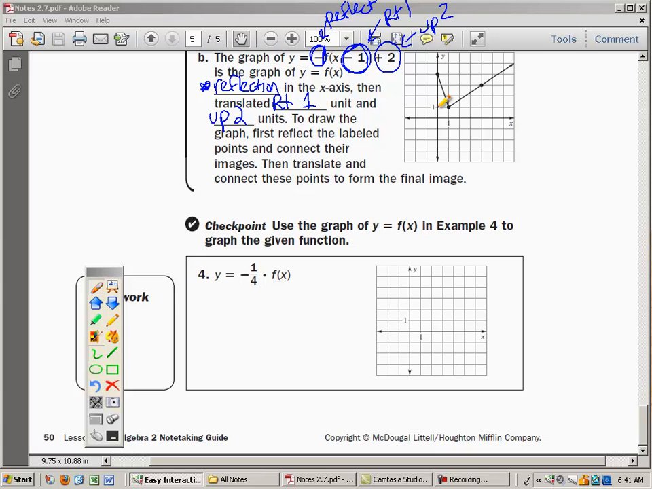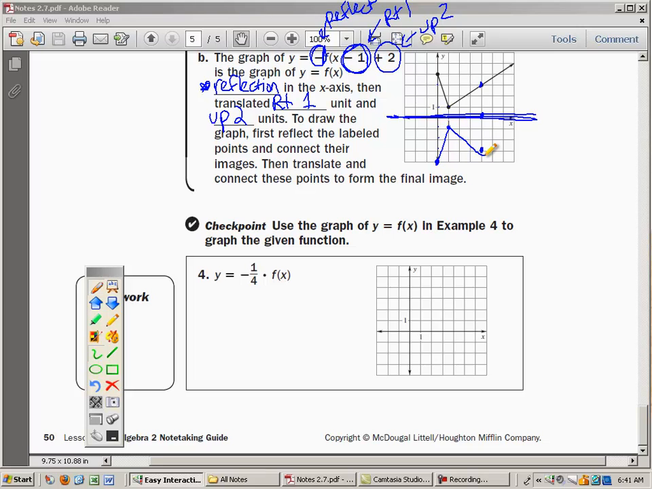We were up 1, 2, 3, 4 units. Now we should be down 1, 2, 3, 4 units. This point was up 1, so now it's down 1. This point was up 3, and so now it's down 3. Whoops. Let's try that one more time. Down 1, 2, 3. Now we're doing this from the x-axis because that's what we're reflecting about. So don't just count down 3 units from here. Count down 3 units from the x-axis. So the first look of that thing is going to be something like this, and you can see that negative f of x basically flips it across the x-axis.